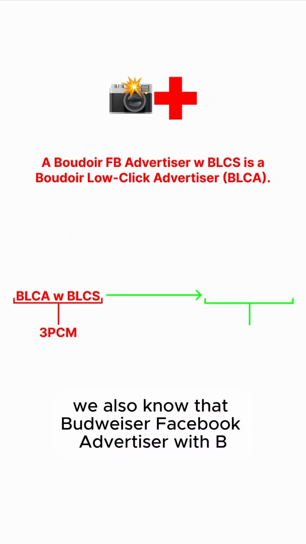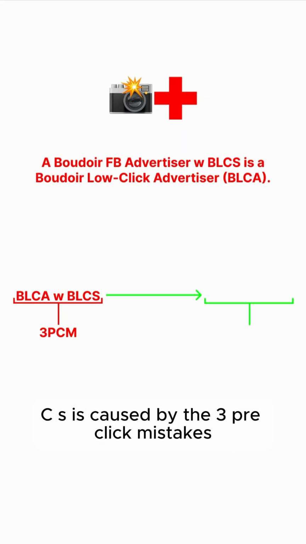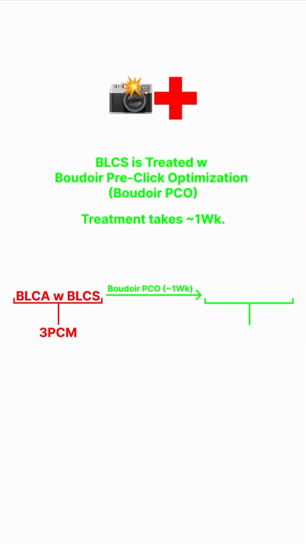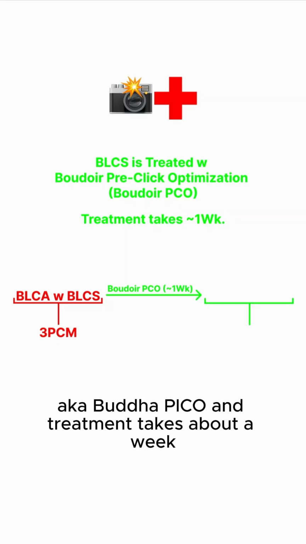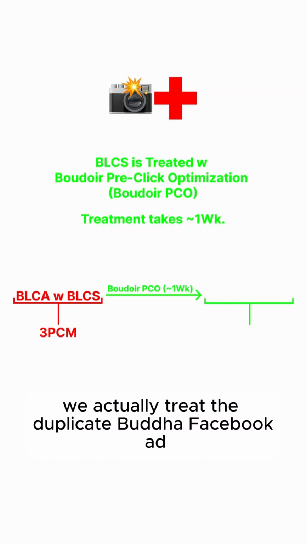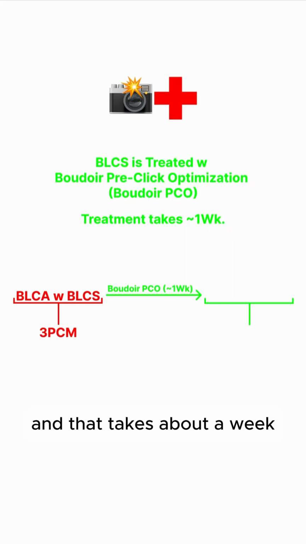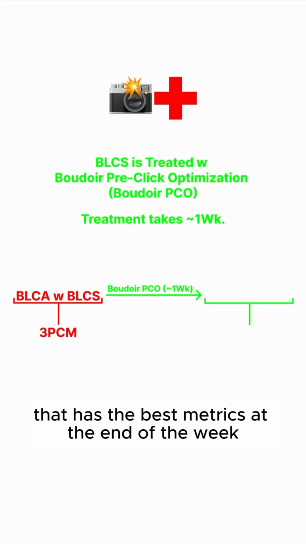We also know that a Boudoir Facebook advertiser with BLCS is a Boudoir low click advertiser, a BLCA. So building our universe here, we have a BLCA with BLCS caused by the 3 pre-click mistakes. Solution: BLCS is treated with Boudoir pre-click optimization, aka Boudoir PICO, and treatment takes about a week. We know this because we invented it. You can't get this anywhere else from anyone else in the universe. What we do is duplicate the current Boudoir Facebook ad, leave the original as it is, and treat the duplicated ad. That takes about a week, and then we keep running whichever one has the best metrics. It's always been the Boudoir PICO treated ad that has the best metrics at the end of a week.